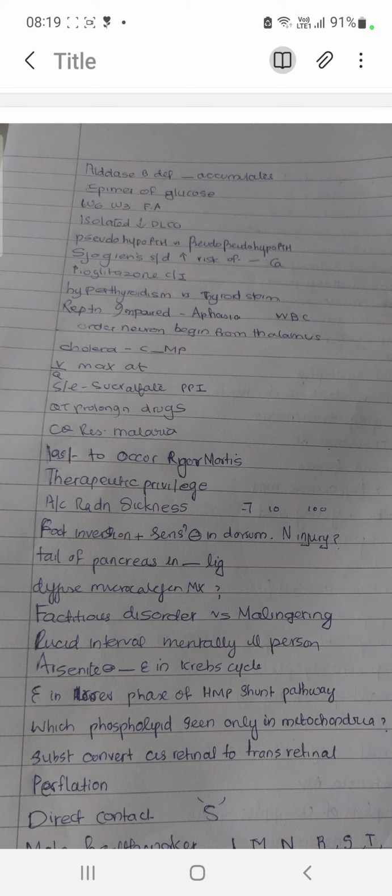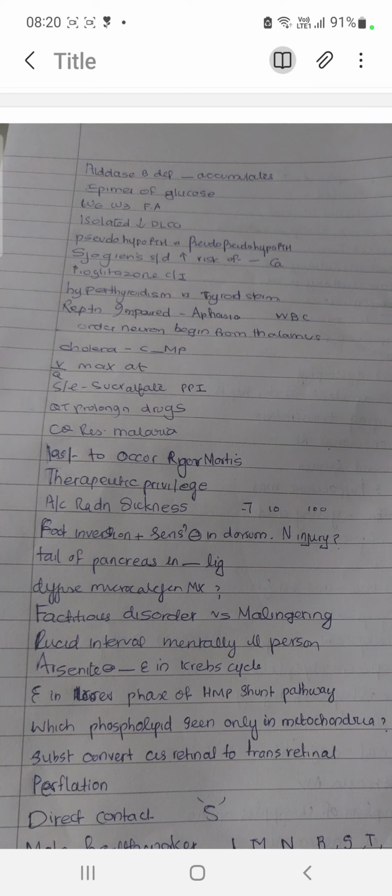Therapeutic privilege means that is about disclosing somebody's data, maybe to their relatives, like that. Acute radiation sickness, the values are very important in the order HGC: hematological, GIT, cardiovascular, 0.7, 10 and 100. Foot inversion plus sensation absent on dorsum of foot: inversion means deep peroneal is gone, sensation gone means superficial also gone, therefore common peroneal nerve injury.